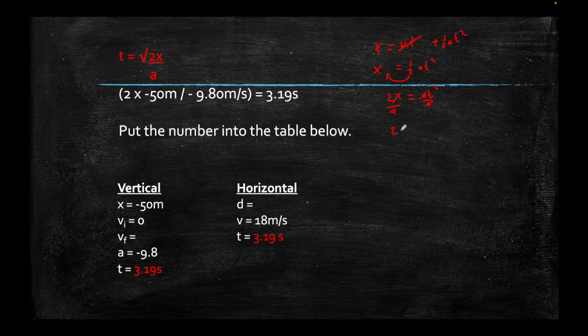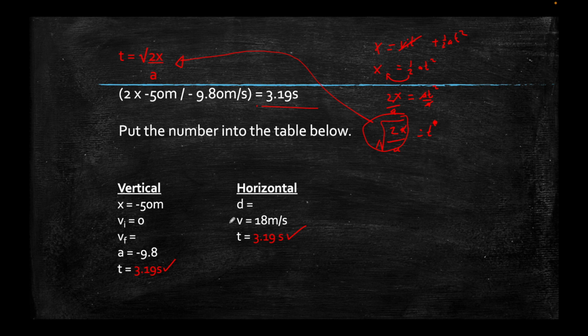So now we have 2x over A equals just T squared. I don't want the squared, so to remove it, to cancel it, I will do the square root. So this is what I've just written over here. Very good. Put the numbers in, and you will get this number, 3.19. I now know my time. Perfect. And of course, if that's my vertical time, the horizontal time will be the same. So now I know the time horizontally.